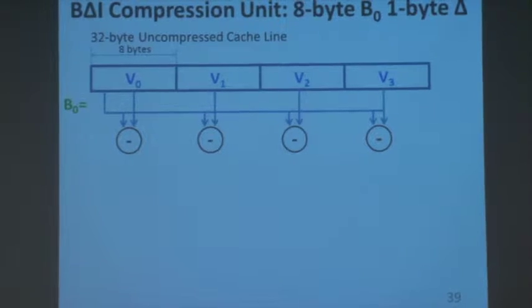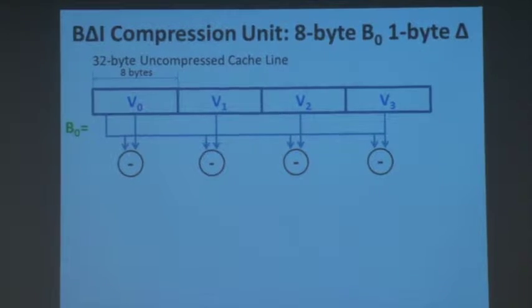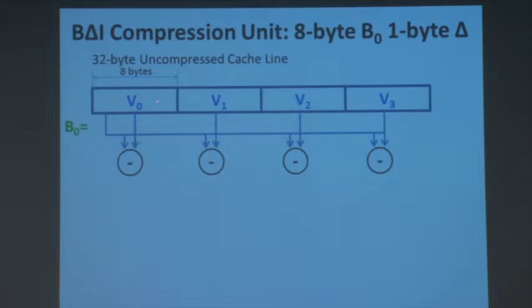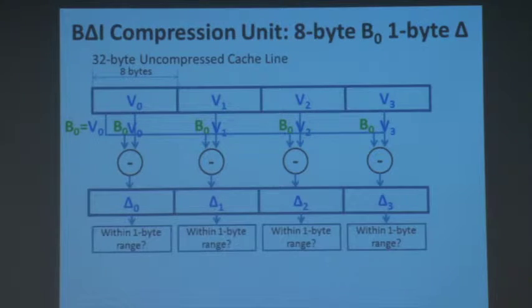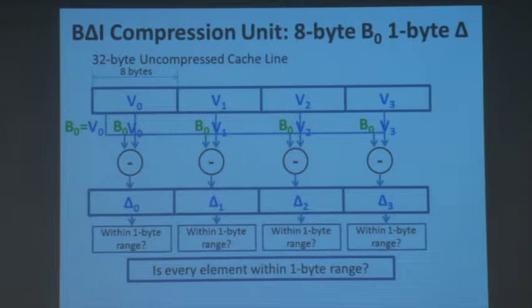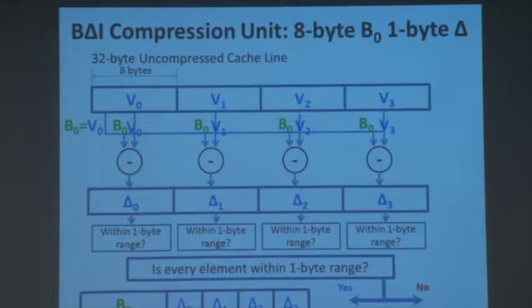One single compressor unit for 8-byte base and 1-byte delta looks like this. You have an uncompressed cache line, say with four values here. They're all 8 bytes in size. So your first decision, you make your base the first value, and propagate it. And then you compute multiple deltas. You'll get four deltas in that case. Then for every delta, you check whether it's within 1-byte range, including the absolute value. If every element is like this, then it can be compressed and represented that way. If not, then we can't compress it. So that's simple. All of those units work like this.